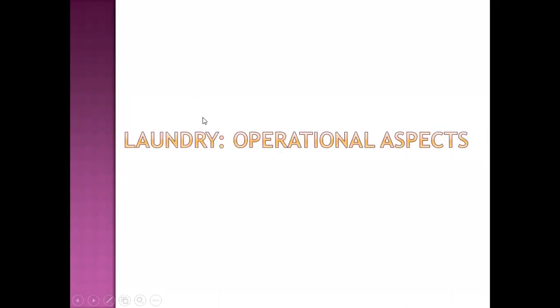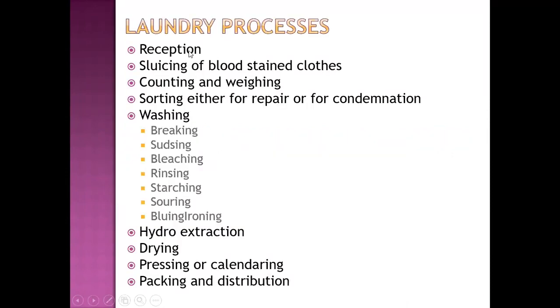Operational aspects of laundry. So laundry processes include reception, then sluicing of blood-stained clothes, counting and weighing, sorting either for repair or for condemnation, then washing. Washing includes various sub-steps such as breaking, souring, bleaching, rinsing, starching, and ironing. Then after washing, there is hydro extraction and drying, then pressing or calendering, and finally packaging and distribution.